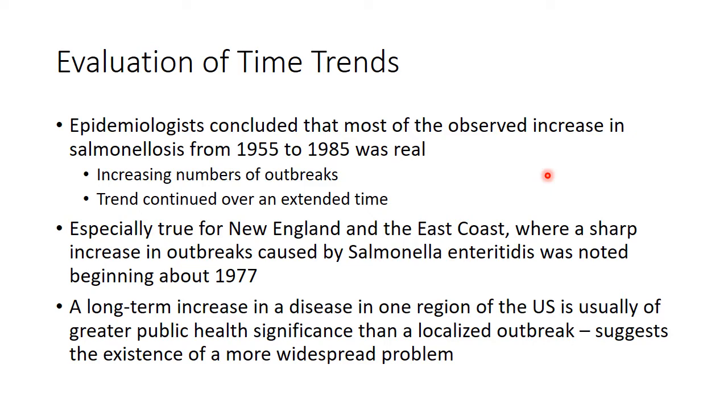And so we saw this was especially true for places like New England and the East Coast, where we saw big outbreaks, or at least an increased number of outbreaks, caused by salmonella beginning around 1977. These long-term increases in disease, especially in one region in the U.S., generally suggest a greater public health concern or significance than just a localized outbreak. Sometimes an outbreak could just be a one-off thing or a coincidence, whereas increased trends over long periods of time, especially when geographically located, could clue you in that there's more of a widespread issue.